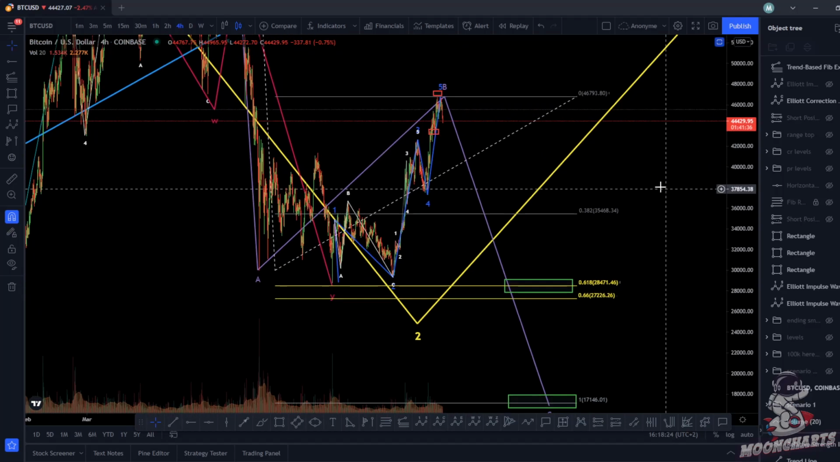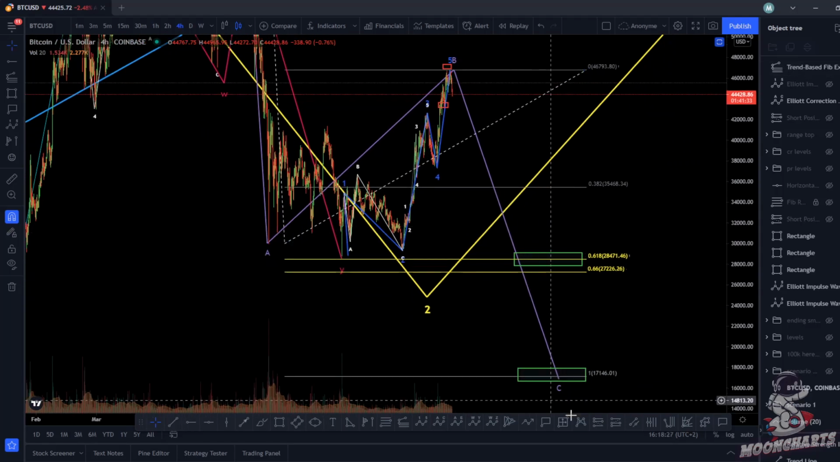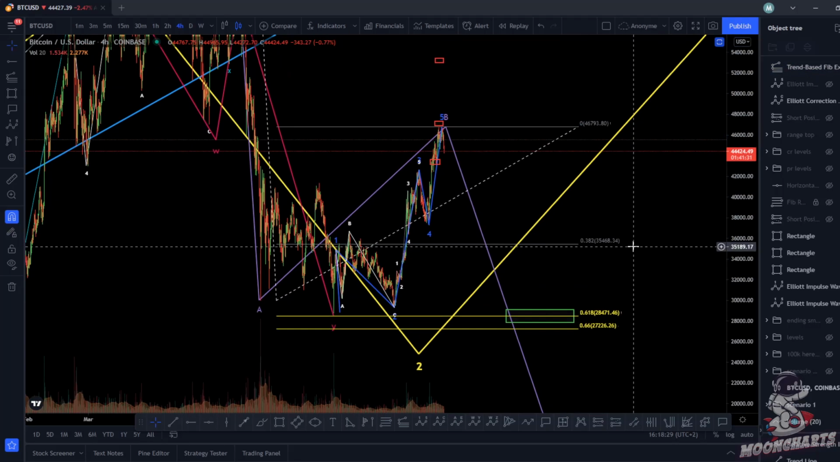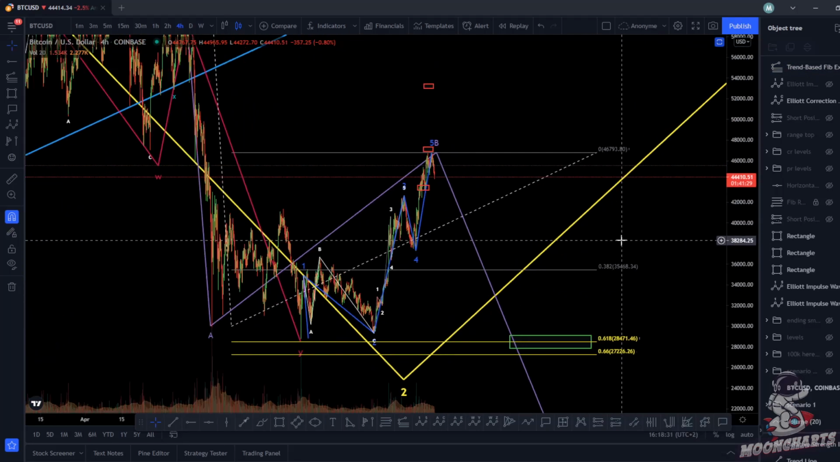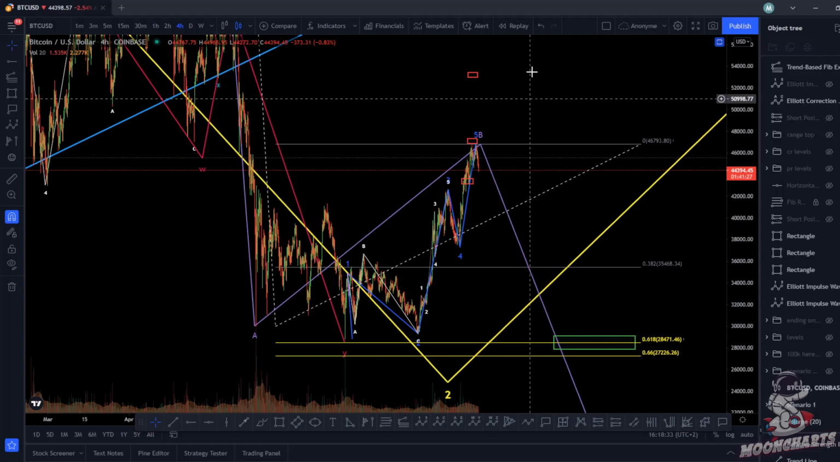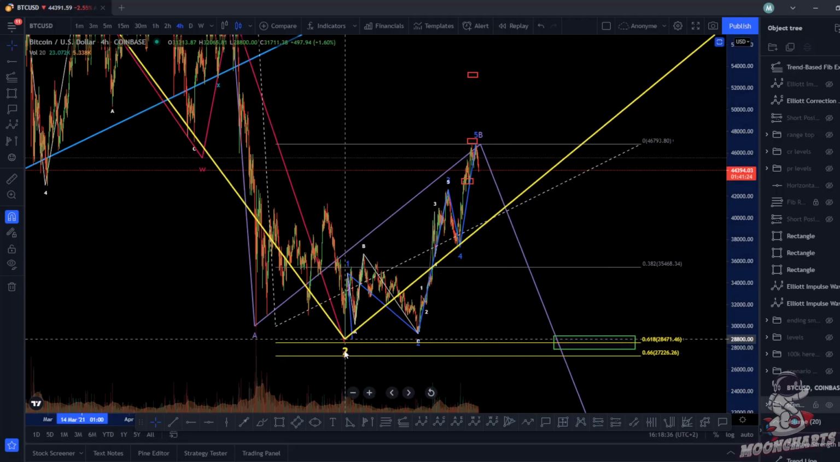I would like to go lower here to buy some bitcoins, but the bullish scenario is also a good scenario. So yeah, we're gonna see what we do. It's gonna be decisive, as I said.